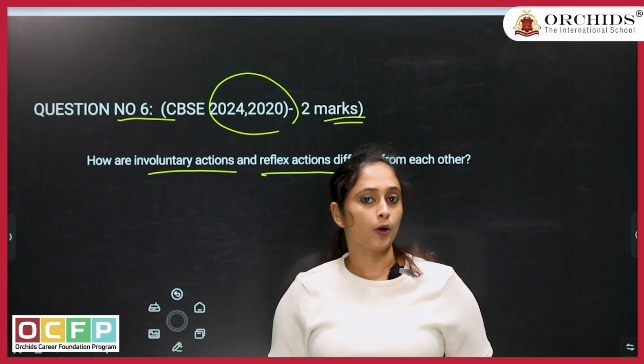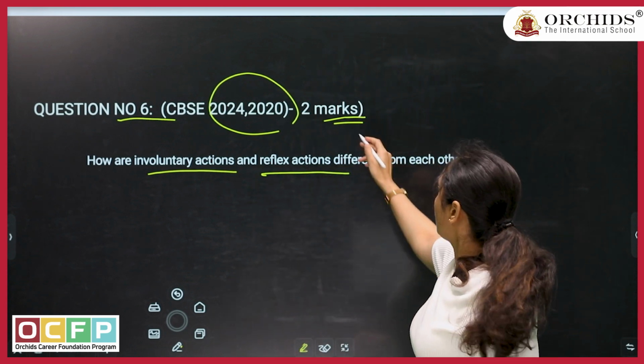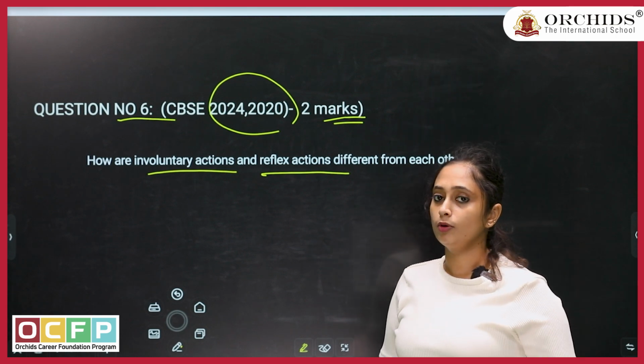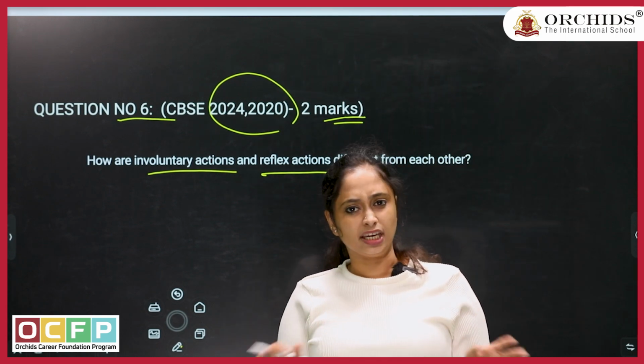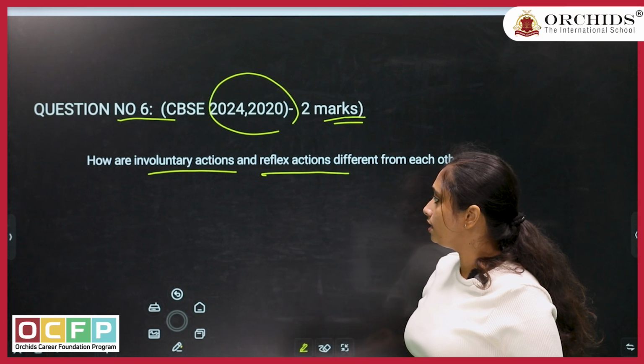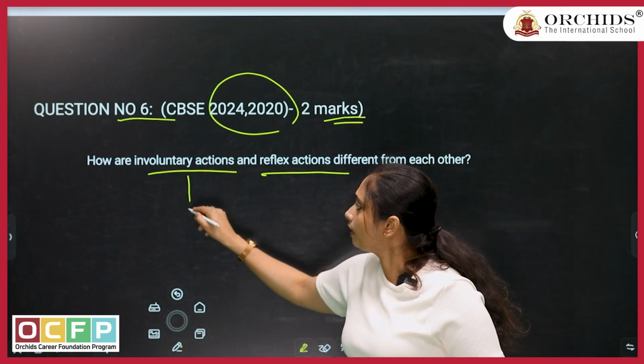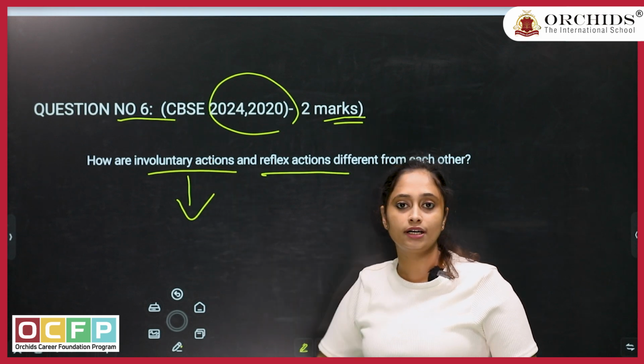You need to give the pointers. It's a 2-mark question, so you need to write a minimum of 2 points for each, and also add 1 example, so it will be enough for 2 marks. So the question is, how are involuntary action and reflex action different from each other? We'll go first with involuntary action.